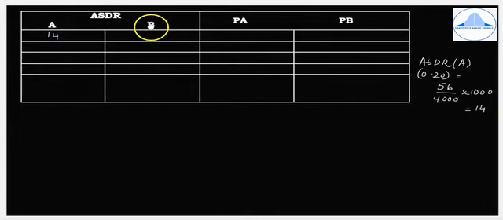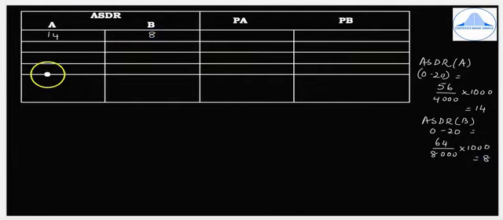Similarly, if I want to calculate ASDR for village B for the age group 0 to 20, how will you calculate it? It is the deaths, which is nothing but 64, if you see the table, divided by 8,000 into 1000. That will give us the value 8. So you can write 8 here. Similarly, you calculate all the ASDRs for village A. You will get 4, then you will get 9, and then you will get 31. Similarly, for village B, the ASDR values are 3, 8, and 30.